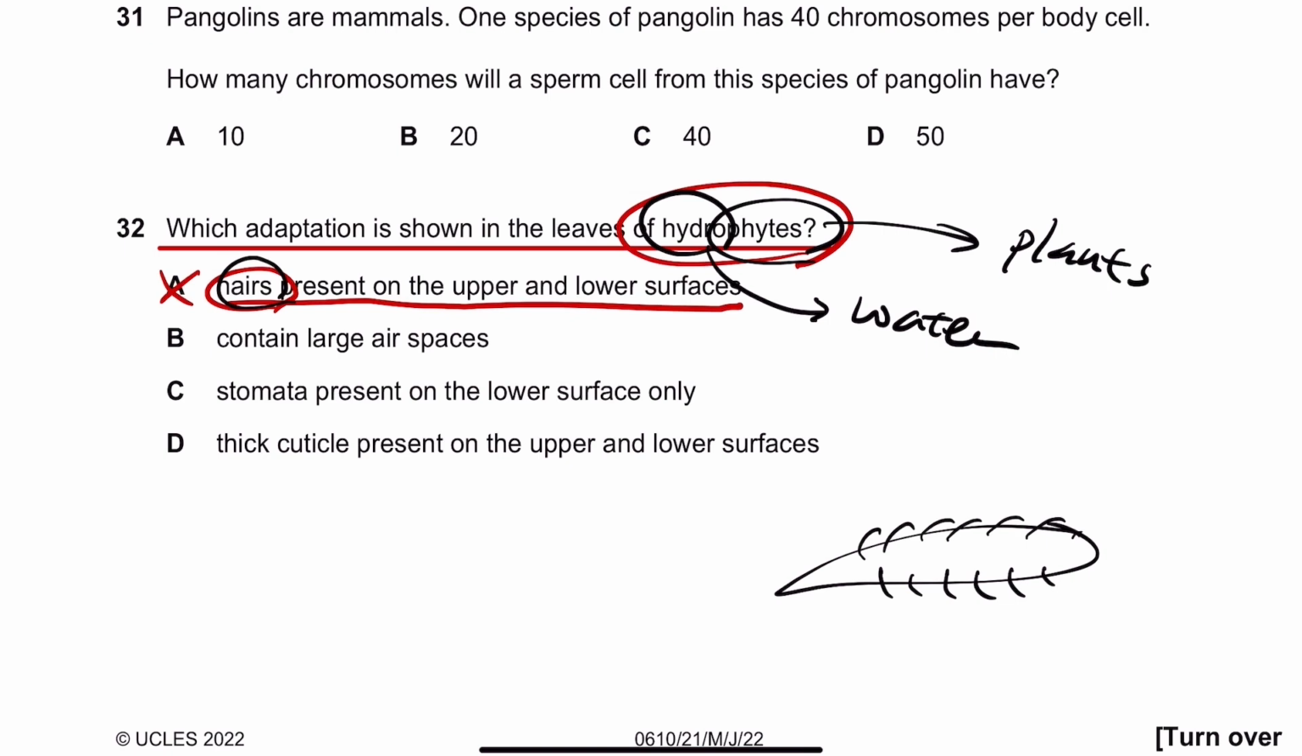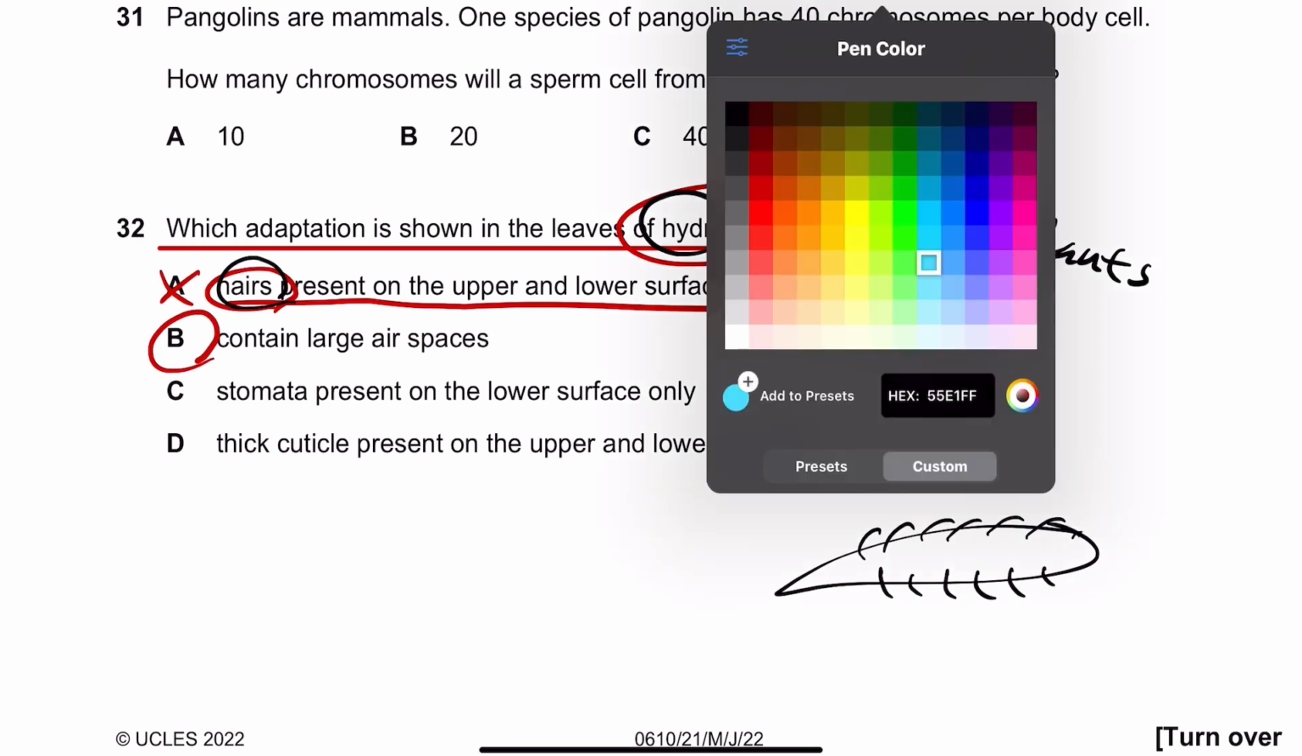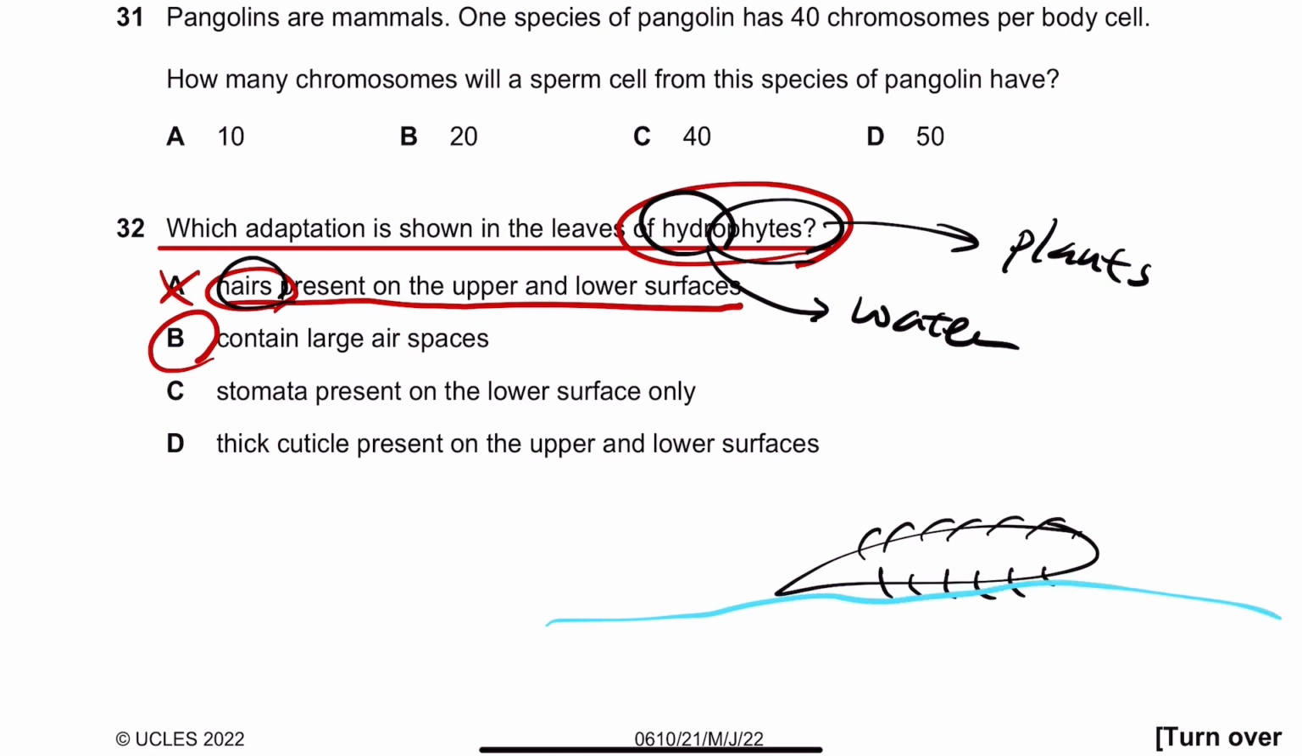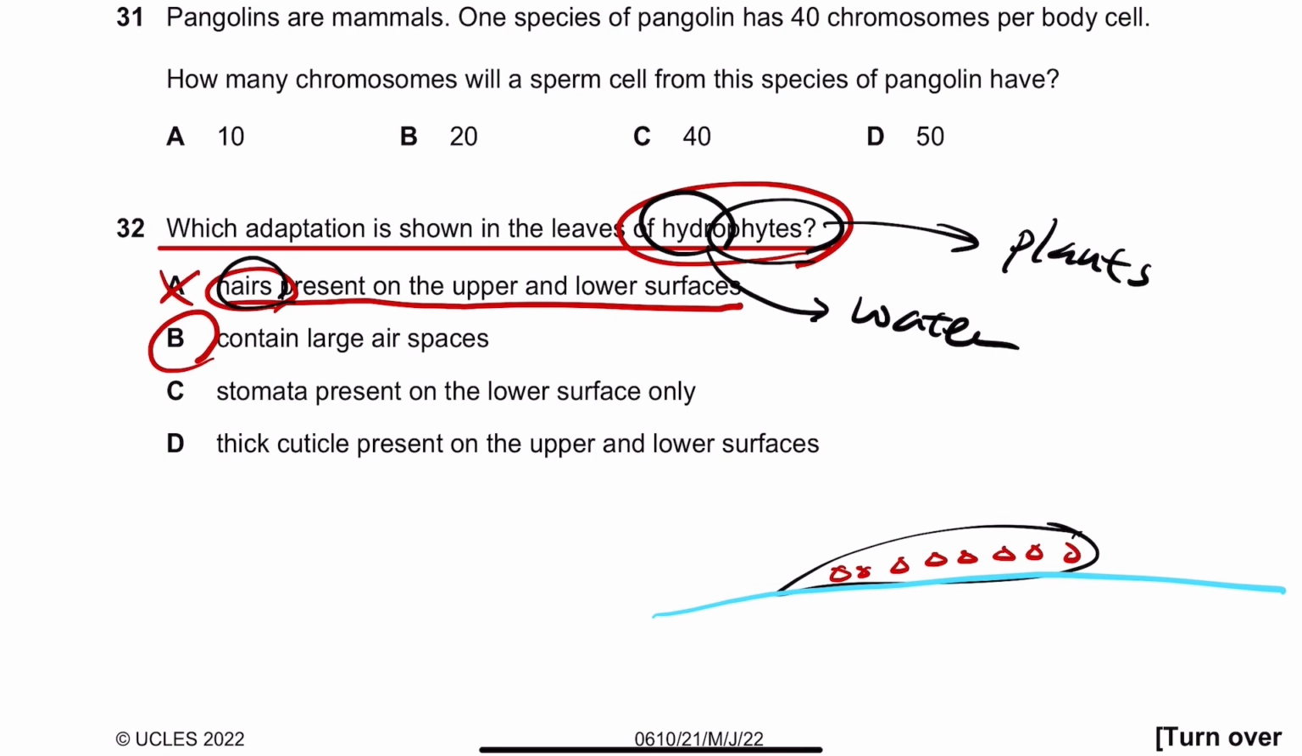B looks like it's the answer. It contains large air spaces. So some hydrophytes actually live on the surface of the water. In order to live on the water, they have to float. So by increasing the buoyancy, they can float better. And it's the air spaces inside the leaves that provide this buoyancy. So B is the right answer.